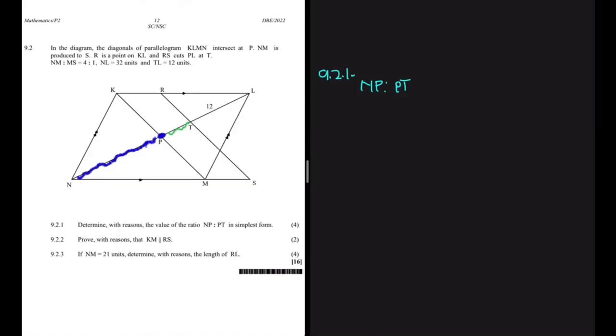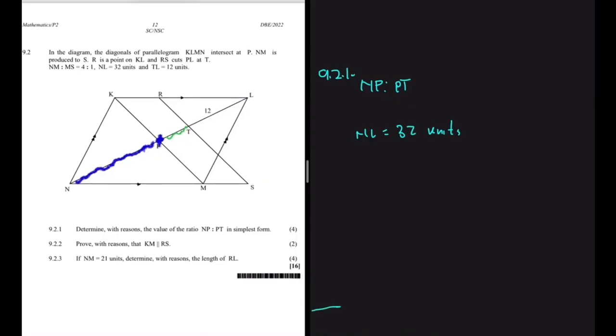We are told that NL is equal to 32 units, right? So this entire diagonal is equal to 32 units. But then the diagonals intersect at P. That tells us that we have 16 units here, and we have 16 units on this side. So now we can see fully well that NP is equal to 16 units, right? Because where the diagonals intersect will be the midpoint of both diagonals, right?